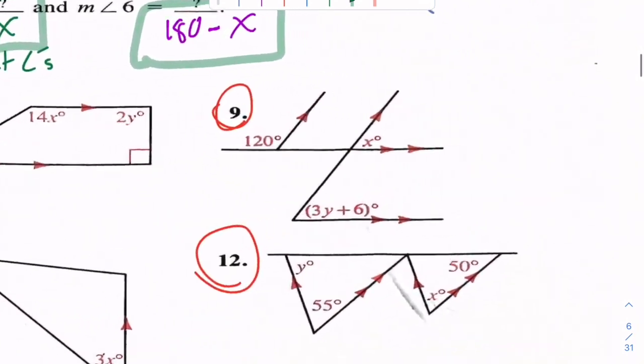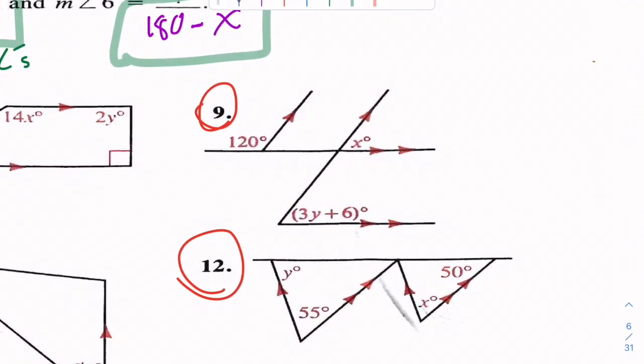Alright, number 9. Okay, as always, feel free to extend the lines. Kind of make it look cooler, you know, make it look easier to read. Okay, this one shouldn't be too bad.